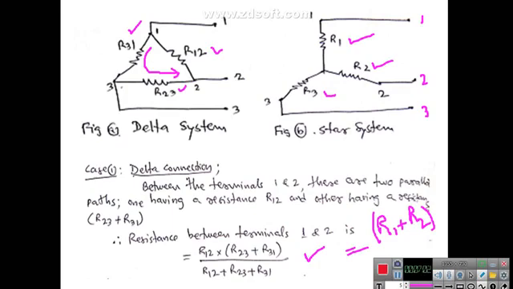So in order to transform this delta into star, you need to find out the values of R1, R2 and R3. Likewise, you can determine the resistance between terminals 2 and 3, and 3 and 1. By considering each pair of terminals, you can find the resistance between the pair of terminals in the delta system as well as the star system. Those resistances must be equal. Then only can you transform this delta system into star system.